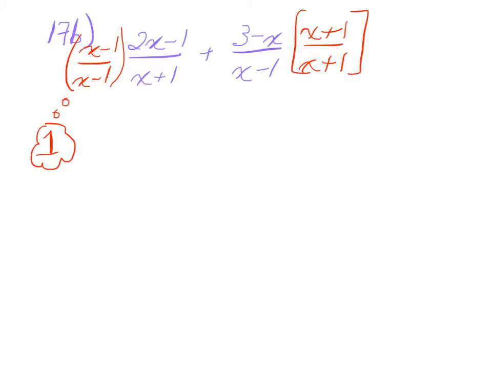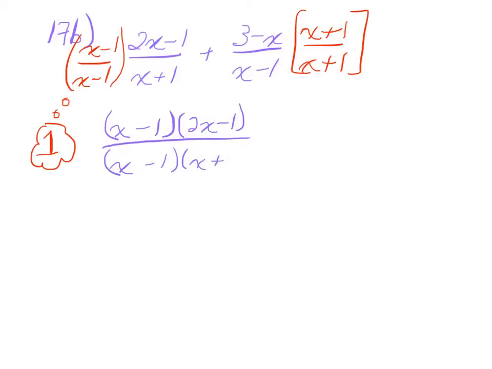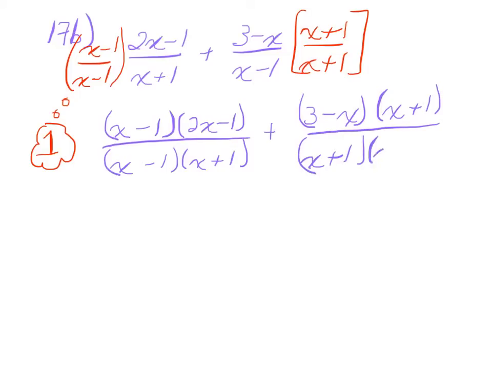So now, when I look at this, I'm going to have x minus 1 in the numerator and 2x minus 1 all over x minus 1 times x plus 1. And in my second fraction, I'm going to have 3 minus x times x plus 1 all over x plus 1 times x minus 1. So now we see that our denominators are the same. They're written in a different order, but they're the same.